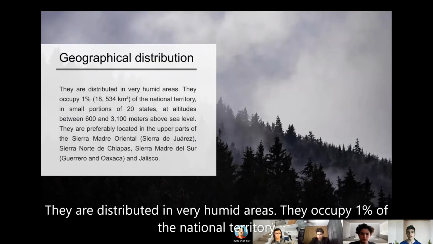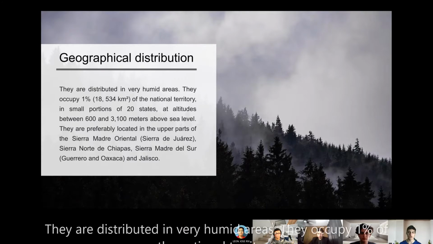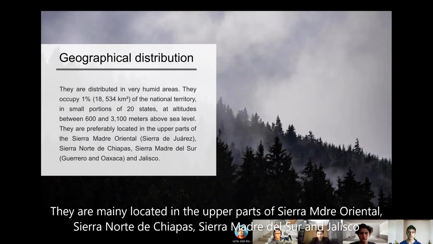Geographical distribution. They are distributed in very humid areas. They occupy 1% of the national territory. They are mainly located in the upper parts of Sierra Madre Oriental, Sierra Norte de Chiapas, Sierra Madre del Sur, and Jalisco.